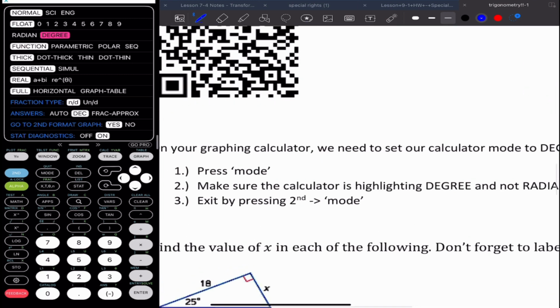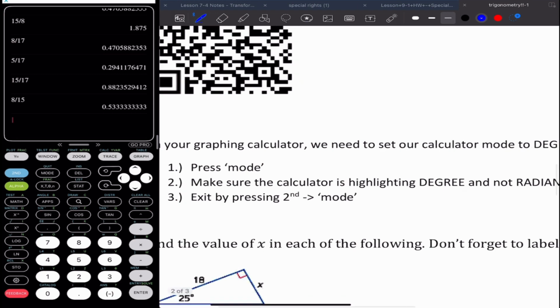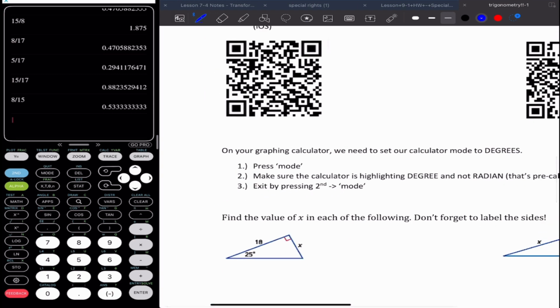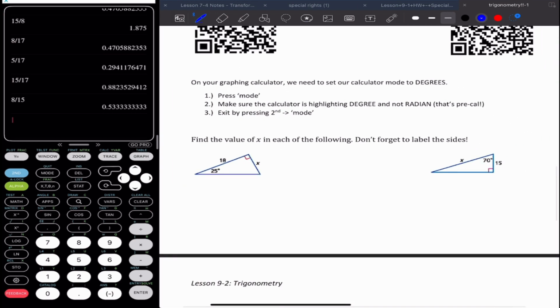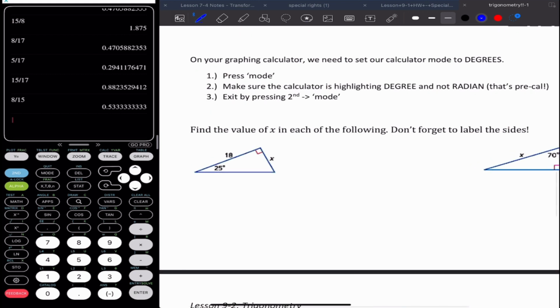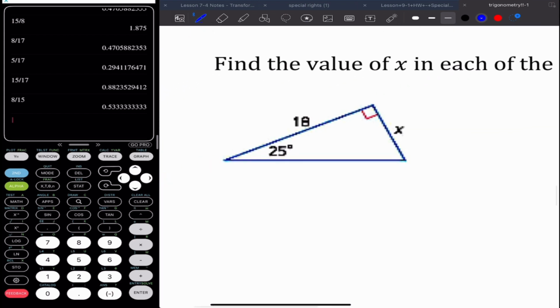How do we do that? We're gonna press second mode so we can quit, okay? So now you've set up your calculator, we can go ahead and answer some of the problems here. Look at this triangle. It says find the value of x in each of the following. Don't forget to label the sides. Take a look at this triangle here.